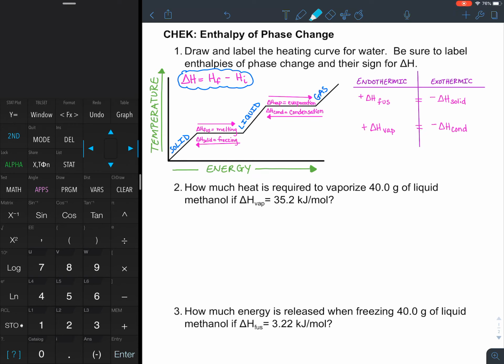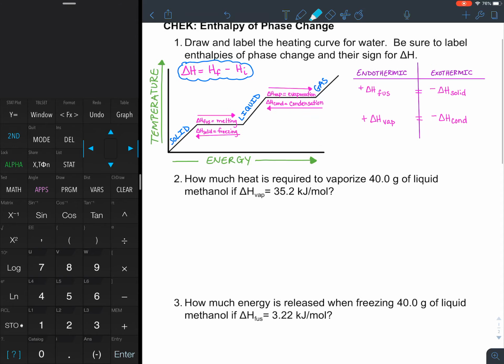Same thing goes with heat of vaporization for evaporation versus heat of condensation. They're equal in magnitude but opposite in direction. We can represent that graphically. So now we can do some conversions in order to find out how much a particular amount of substance will either absorb or release heat.